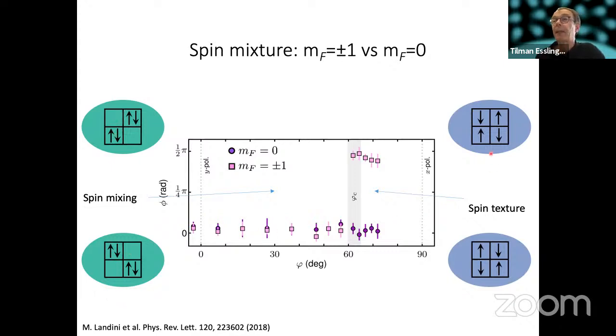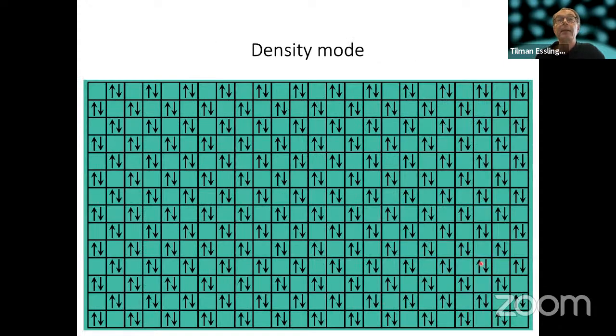However, if we go to an angle above, say, 70 degrees, then we get a spin texture, and the spin down sits, say, on the even sides and the spin up on the odd sides, or vice versa. And you can look at that in this way.